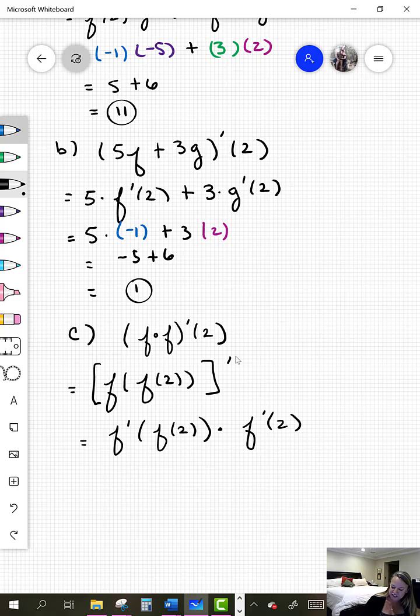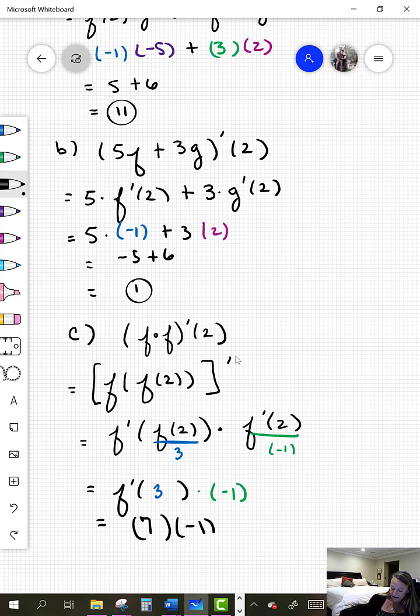Well, if we look at f of 2 from above, f of 2 was 3. So let's rewrite this. This is the same thing as f prime of 3 times f prime of 2. F prime of 2 was the -1. So all times -1. So now let's look at f prime of 3. F prime of 3 was actually 7 times -1. Excuse me, equals -7.